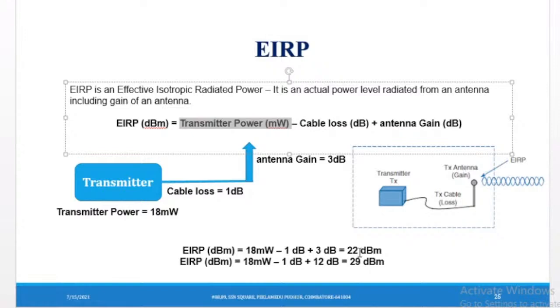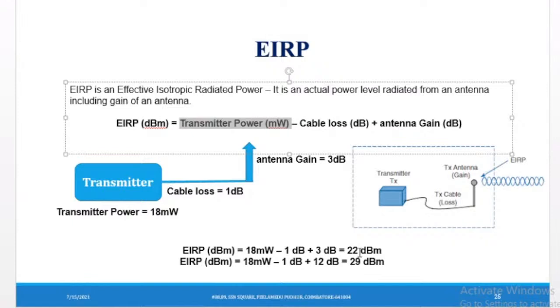So likewise, this entire antenna gain, cable loss, and transmitter power is fixed 18 milliwatts. So depending upon that, my EIRP, that radiating power of that particular antenna, will differ. If the antenna gain increases, radiating power of that antenna also increases. If the antenna gain decreases, radiating power of the antenna also decreases.